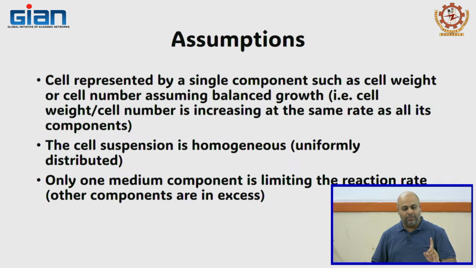Only one medium component is limiting the reaction rate, other components are in excess. Now, when we talk about the limiting component for a cell growth, what would they be? What does a cell require to grow? Just give me two. In the mic, that would be great.